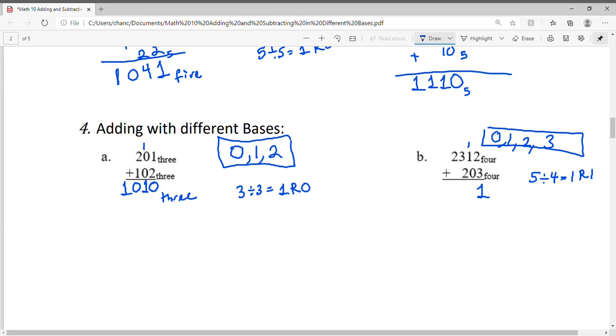And now we'll add 1 plus 1, that's 2. 2 exists in base 4. 3 plus 2, well, that's 5 again. I know that's going to be a 1. I have to carry that 1 over again. And then 1 plus 2, that's 3. So we have 3, 1, 2, 1, base 4.